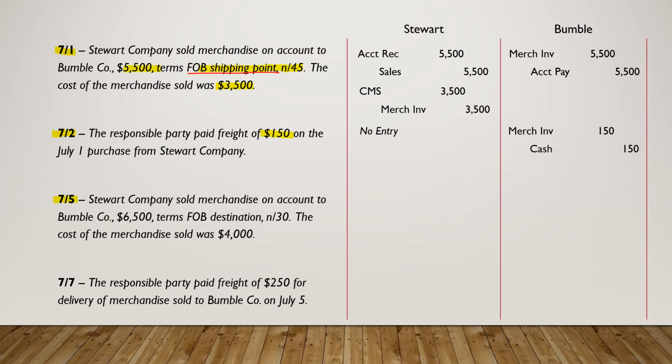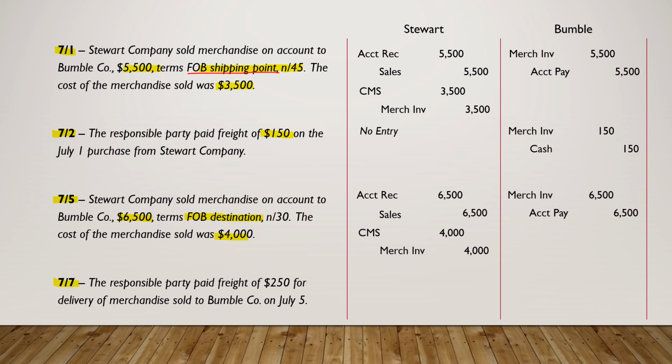July 5th. Stewart Company sold merchandise on account to Bumble, $6,500, terms FOB destination, net 30. The cost of merchandise sold was $4,000. Another credit sale. Stewart debits AR and credits sales, then debits CMS and credits merchandise inventory. Bumble will debit merchandise inventory and credit accounts payable just as it did on July 1st.